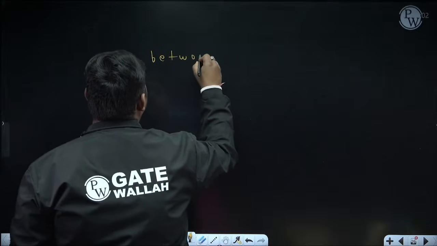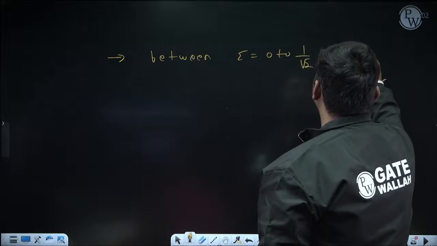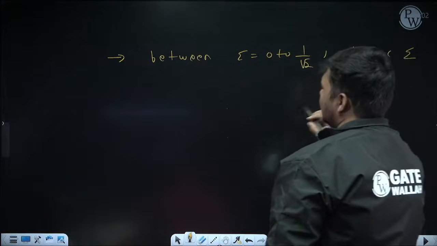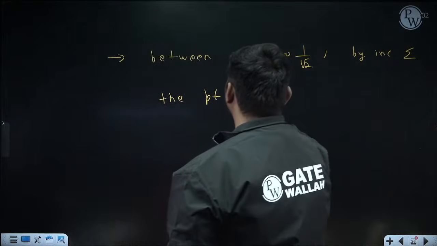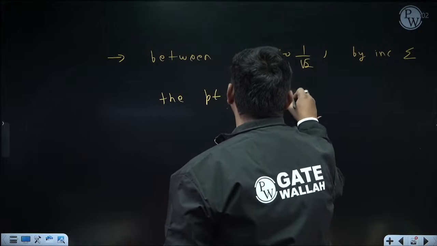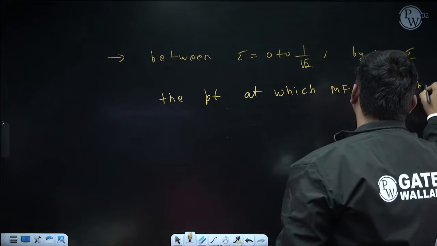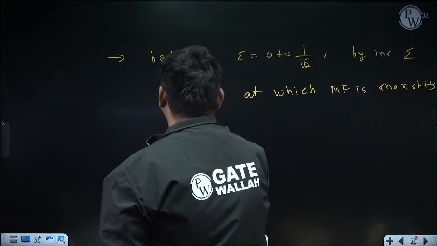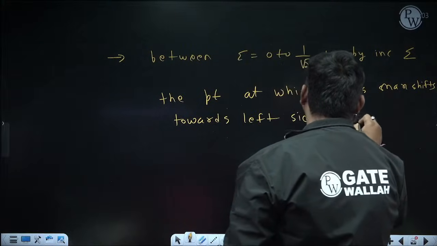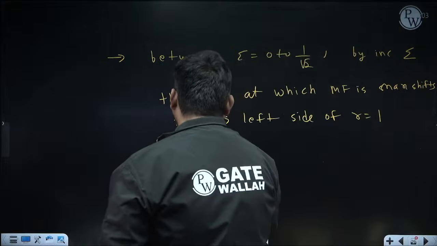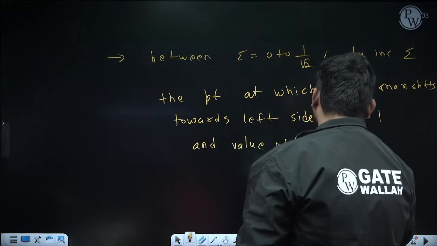Between zeta equal to 0 to 1 by root 2, by increasing zeta, I am writing in short, the point means the value of R at which MF is maximum shifts towards the left side of R equal to 1, and the value of MF max reduces.